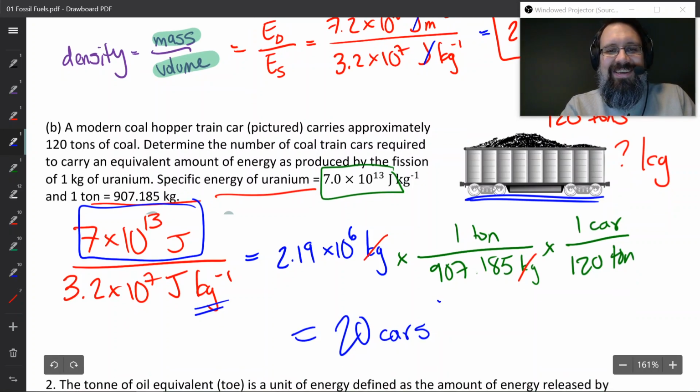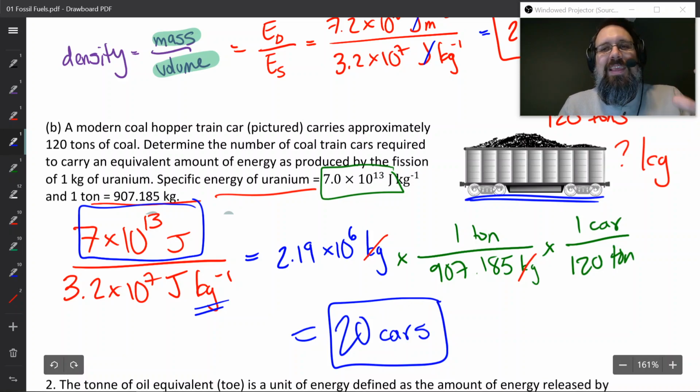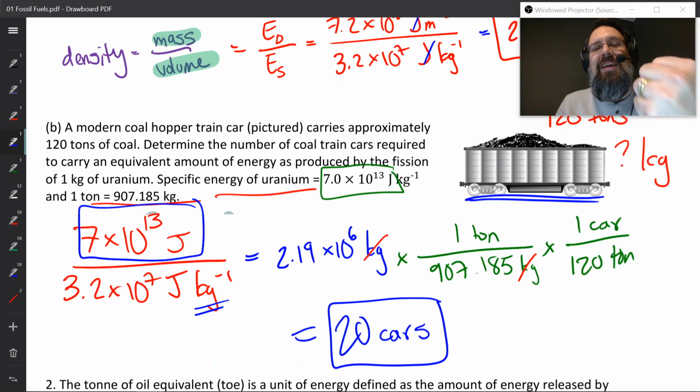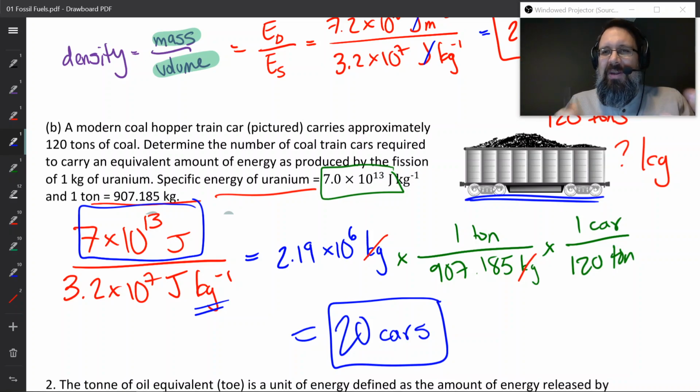It's a really fun result, because you think about a baseball of uranium, this little ball of uranium has as much energy that it can put out as 20 cars full of coal. So that's giving you an idea of what we mean when we talk about specific energy, which is how much energy there is per mass. Coal has a really high specific energy, but it's nowhere near the specific energy for uranium and for nuclear processes.